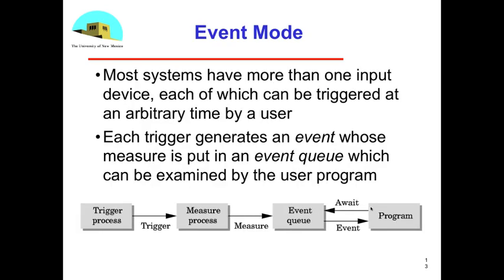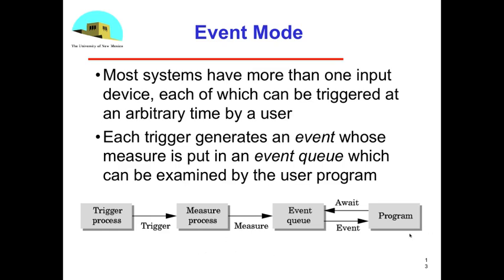Now contrast that to event mode. In event mode, there's again a trigger process going on, and a measure process going on, but you may have multiple devices. So the way I probably should have drawn that is with multiple devices, all having some sort of measure process going on. Whenever any of those devices is triggered, which can happen at any time, very different from request mode, that measure goes into what's called an event queue. Things could be happening in the system, whether they're mouse, keyboard, other devices, other programs running. They're all potentially generating input that goes into this queue.